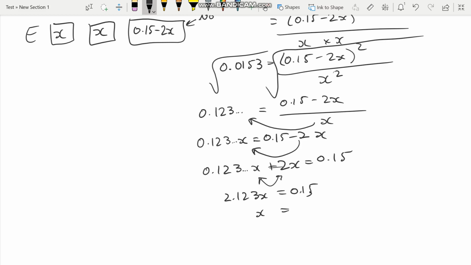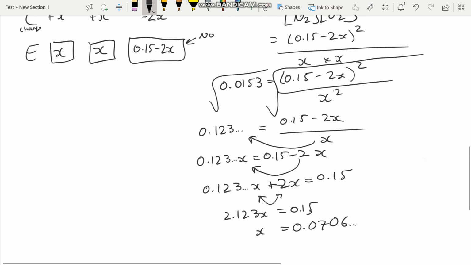So answer plus 2 equals that, and then 0.15 divided by answer equals 0.0706 dot, dot, dot, because I've got more numbers, but I'm not going to write them down.